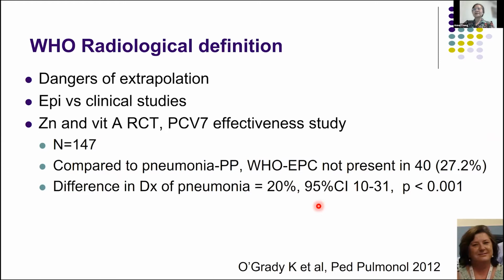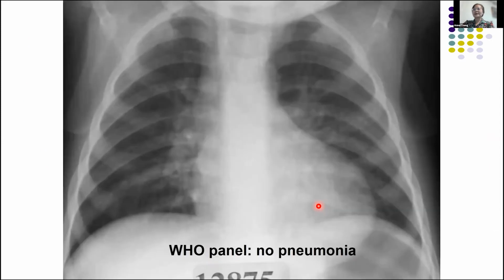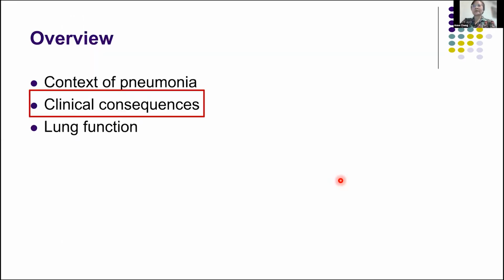We looked at the WHO endpoint consolidation for pneumonia, and we compared it to a pediatric pulmonologist's definition of pneumonia on a chest X-ray. And we actually found a significant difference in the diagnosis, up to 20%. Sorry, the mean was 20%. And I'll show you an example. So this is a WHO panel. It actually says no pneumonia, but all of you who are respiratory physicians will know there's right middle lobe pneumonia, and there's also left lower lobe pneumonia in this particular trial. So just be careful when you talk about pneumonia.